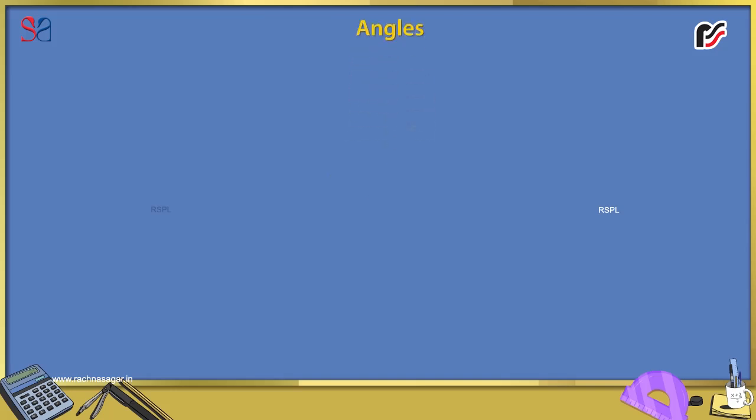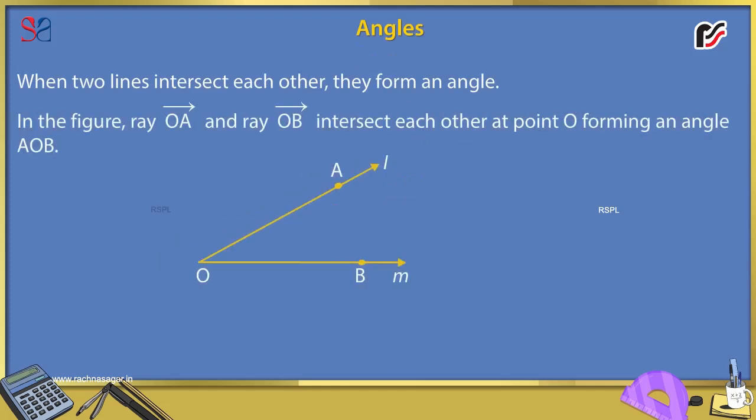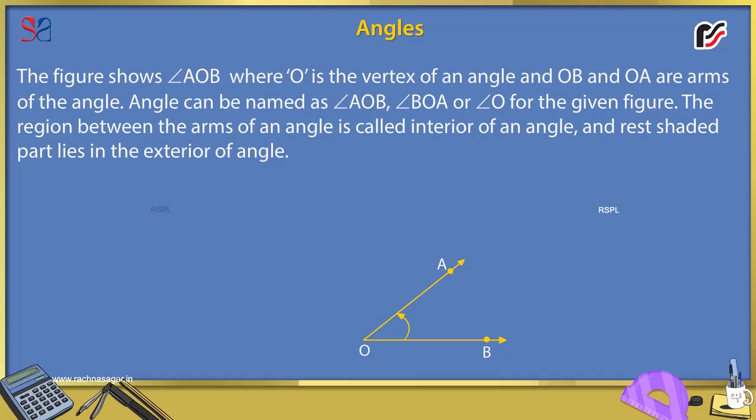Angles. When 2 lines intersect each other, they form an angle. In the figure, ray OA and ray OB intersect each other at point O, forming an angle AOB. An angle is represented by the symbol. The figure shows angle AOB where O is the vertex of the angle and OB and OA are arms of the angle. An angle can be named as angle AOB, angle BOA or angle O.